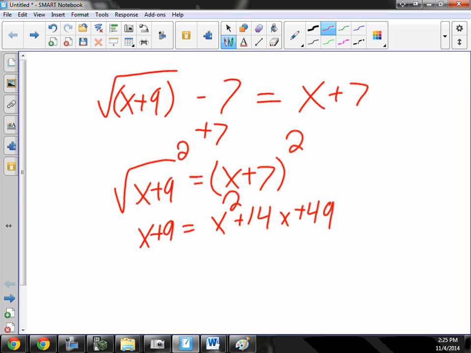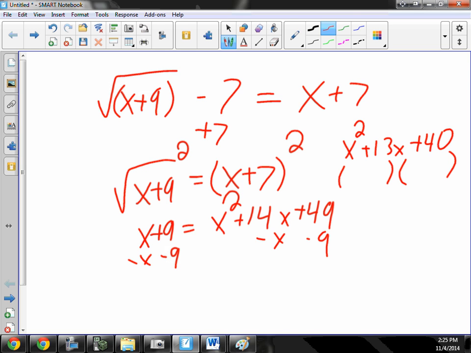Yes, this one will have 2. So I subtract x, and I subtract 9. So x squared plus 13x plus 40, which factors into x plus 8 and x plus 5. So the roots are negative 8 and negative 5, but I have to double check, does that work?